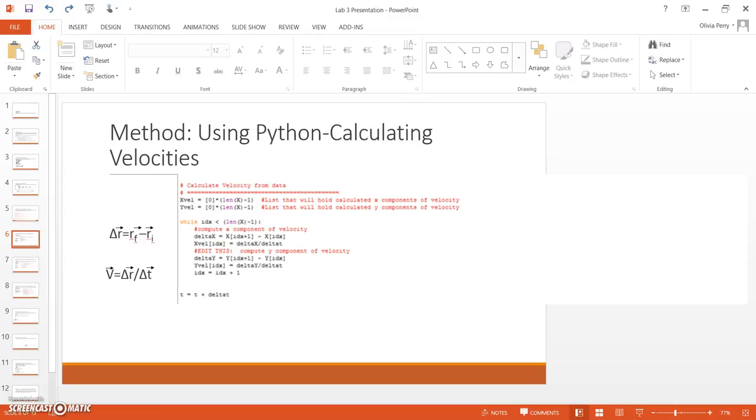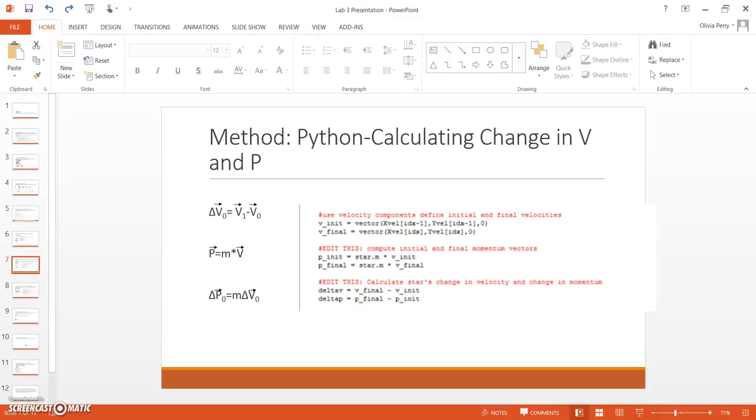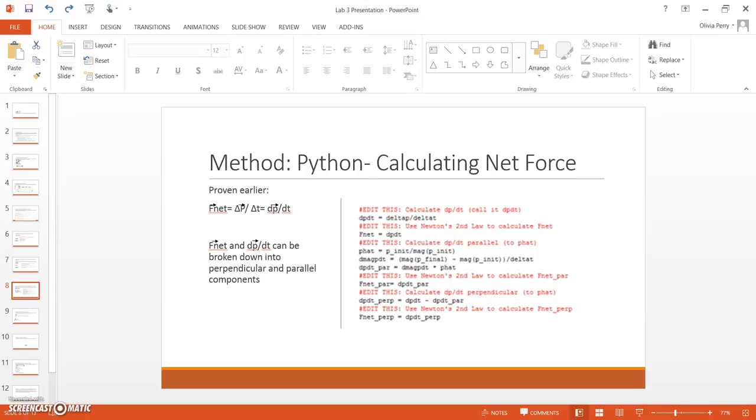components of velocity. The next loop in the code is calculating the changes in velocity, which leads to the changes in momentum. This can only be done after the final and initial velocities and momentums have been defined, as shown here. The final part of the code is calculating the net force. Here the code is shown equating dp over dt to Fnet. dp over dt can also be broken into parallel and perpendicular components to better understand the motion, and the code for this is also included here.